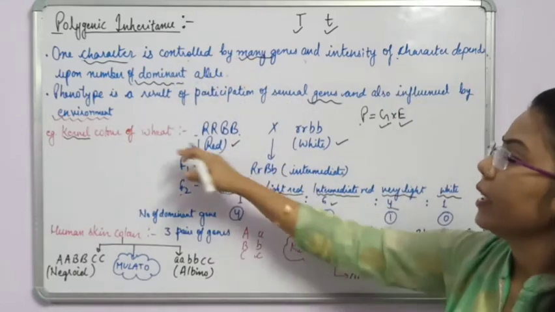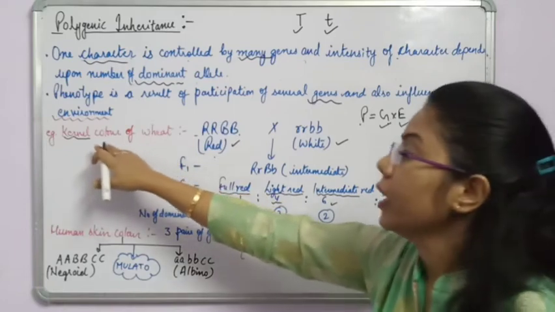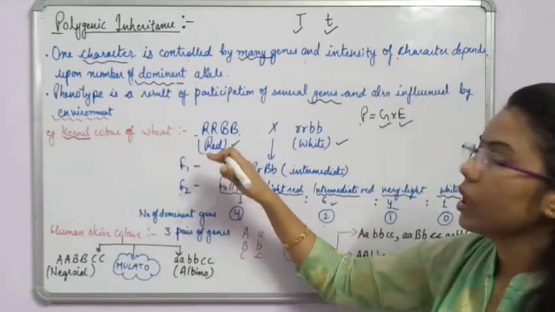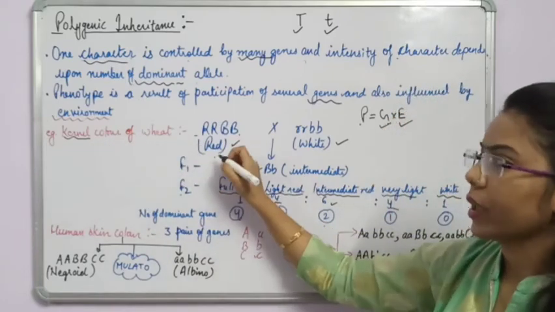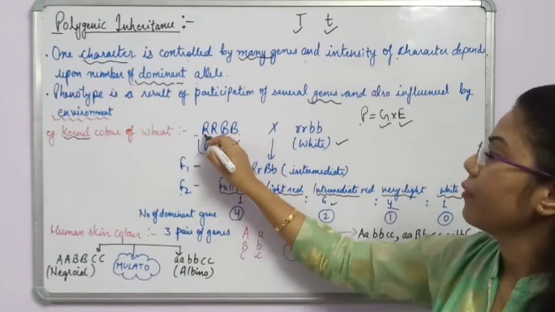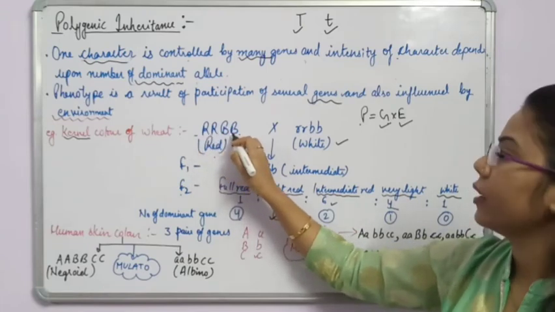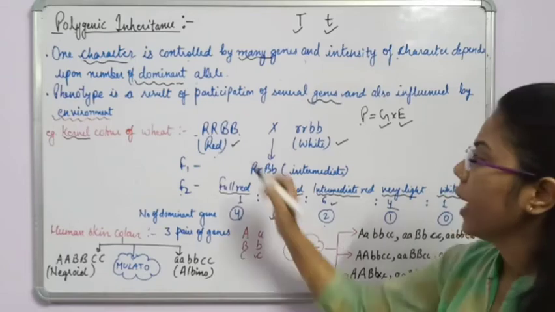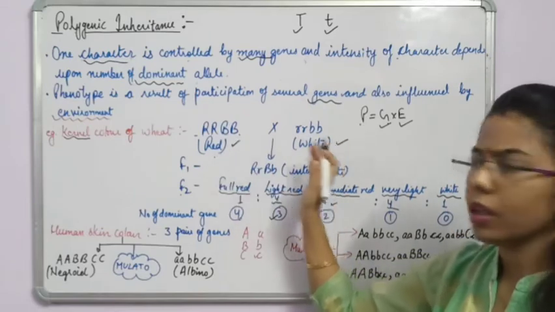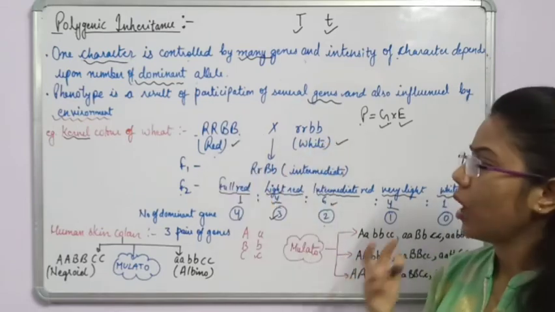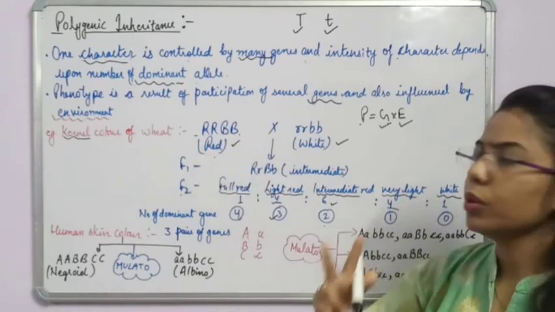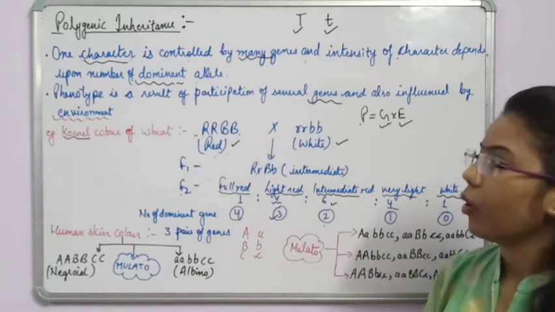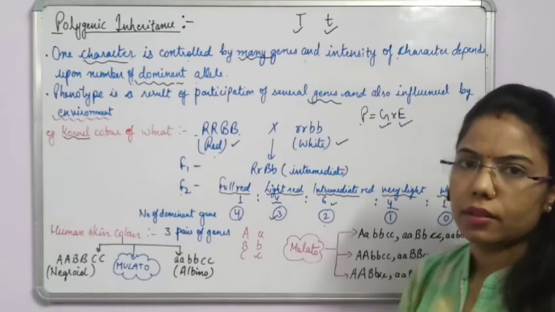It means that the color of the wheat or the kernel color of the wheat is due to 2 different genes. Okay, we have shown the first one with RR and the other one with BB. Okay, and these are the recessive pairs of the dominant part. So how many genes are contributing? 2 genes are contributing here for the color of the kernel.